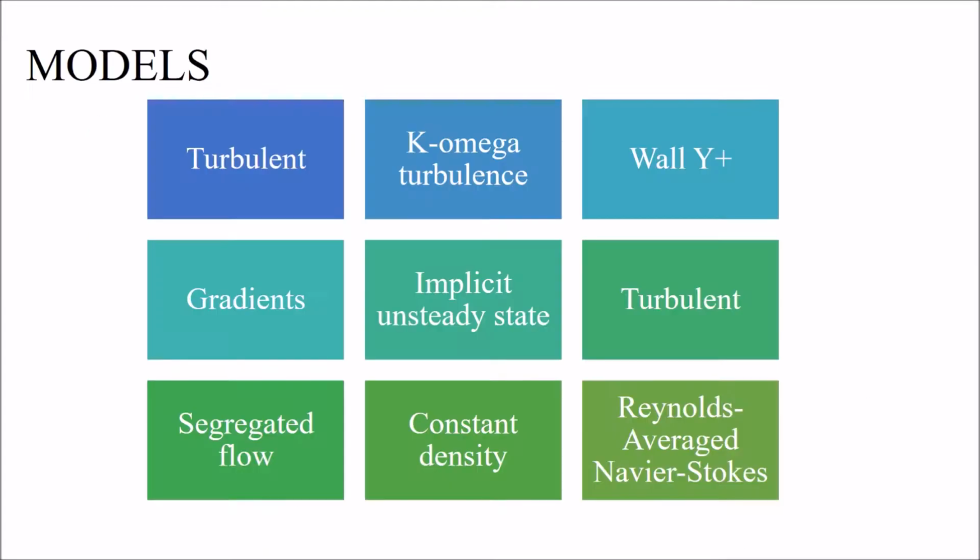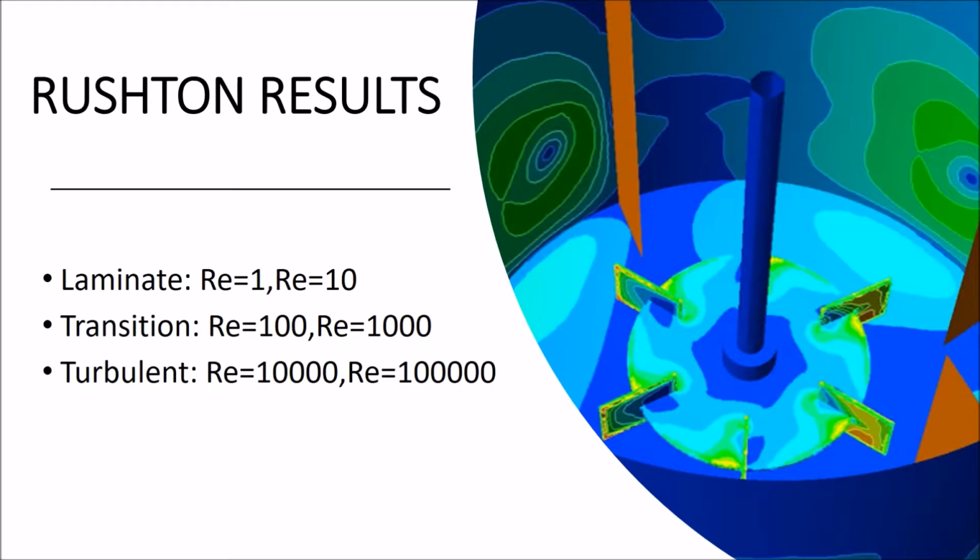The models we selected were the ones that can be seen: the y plus, the gradients, the constant density, the segregated flow, the k-omega turbulence. For this analysis, we have three regimes: laminar, transition, and turbulent.